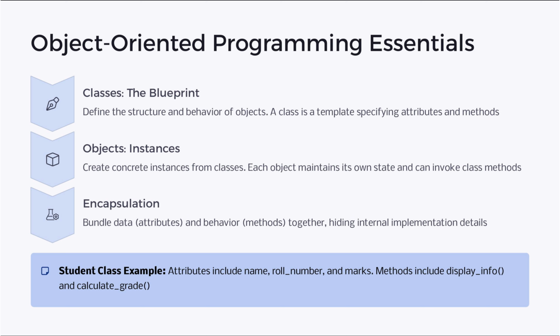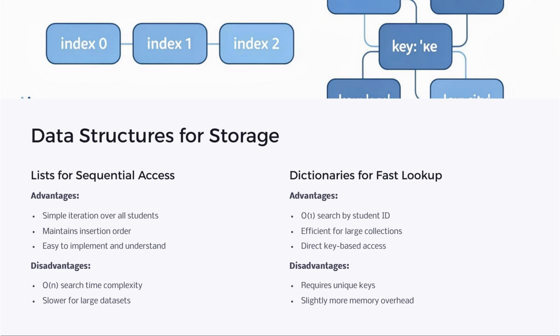Classes act as blueprints, defining attributes and methods. Objects are instances of these classes, each maintaining its own state. Encapsulation bundles data and behavior, hiding internal details. For example, a student class might have attributes like name and roll number, with methods such as display info and calculate grade.